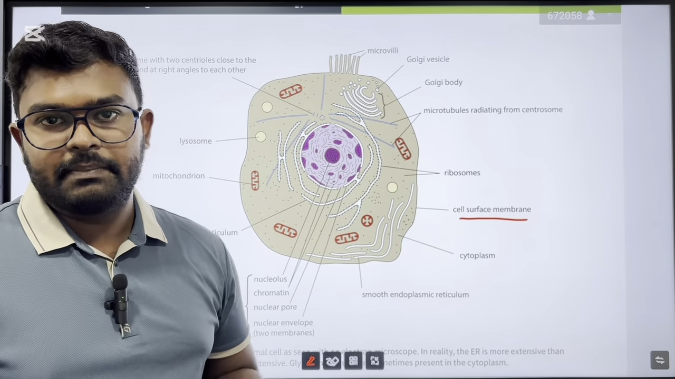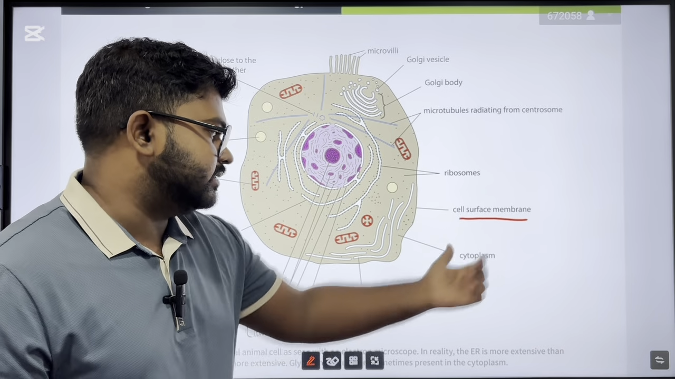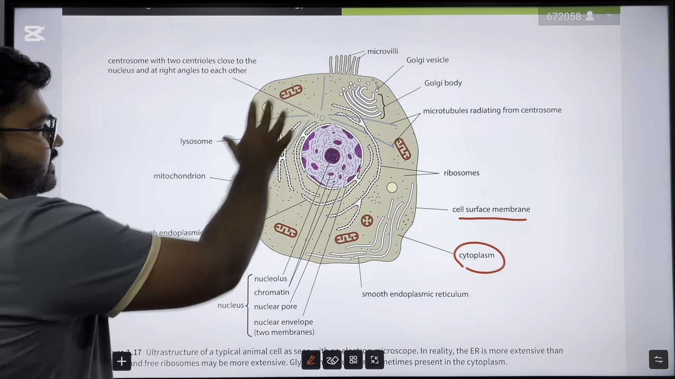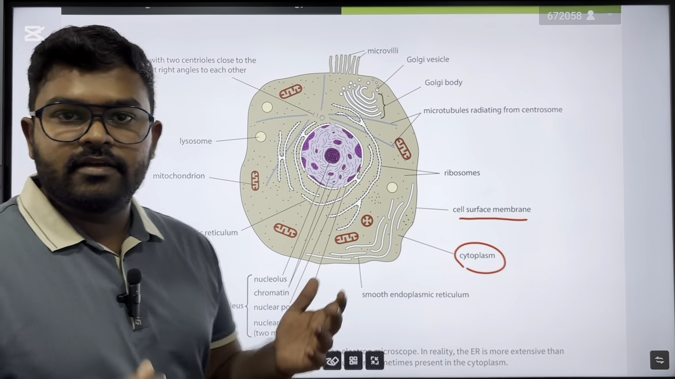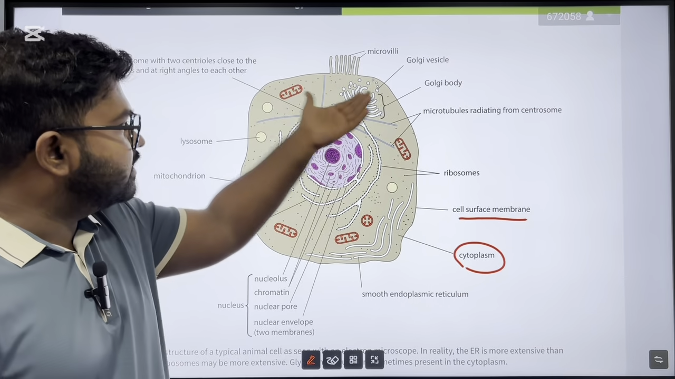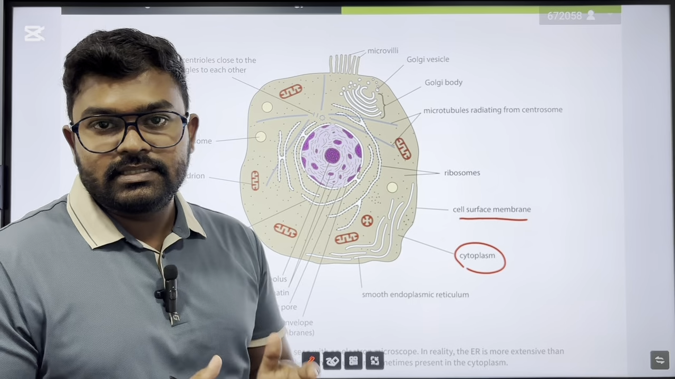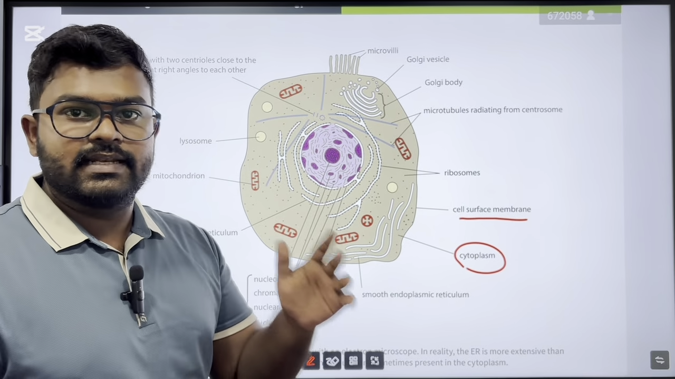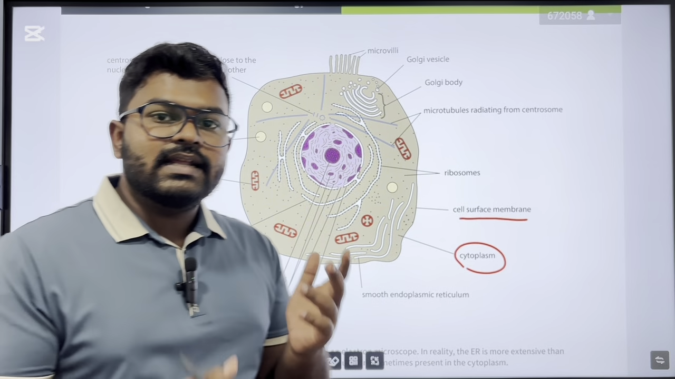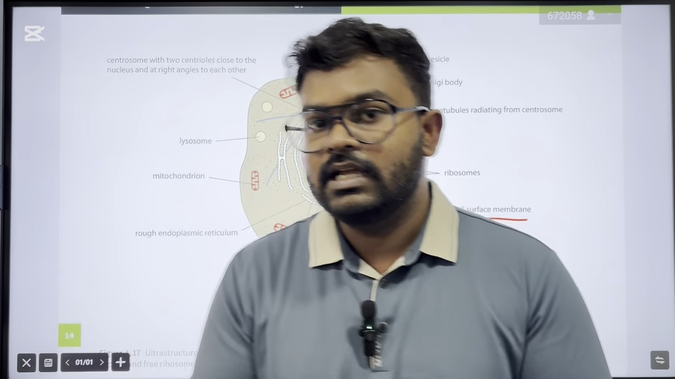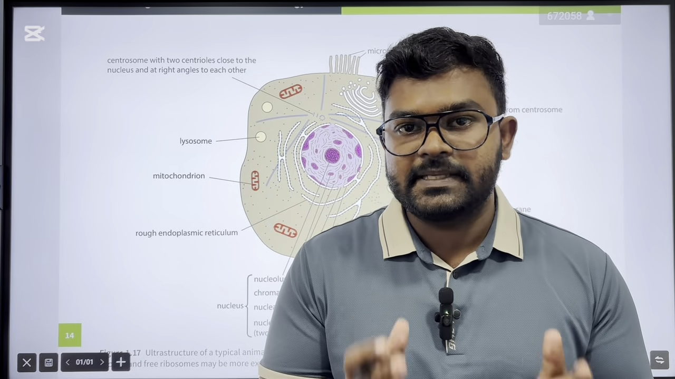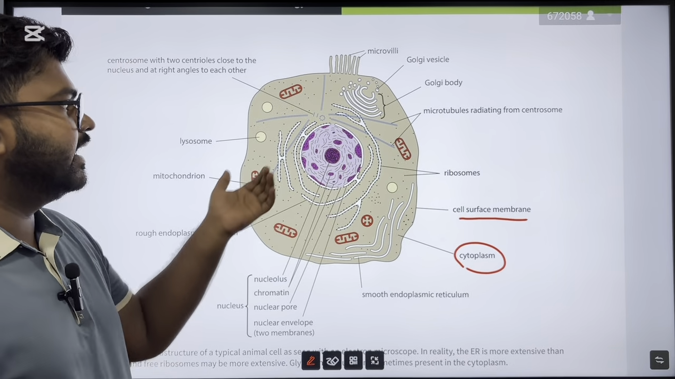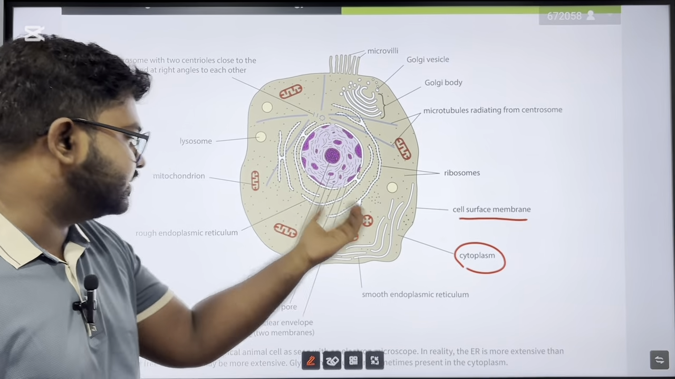Inside the cell membrane, there is cytoplasm. This is cytoplasm, a jelly-like material within a cell. All these other organelles are embedded within this cytoplasm. What are the organelles within a cell? Organelles are structures within a cell which are responsible for specific functions within a cell. What are the organelles that we can see inside this animal cell?